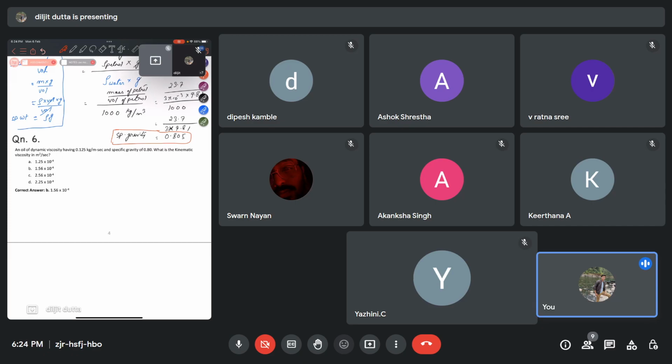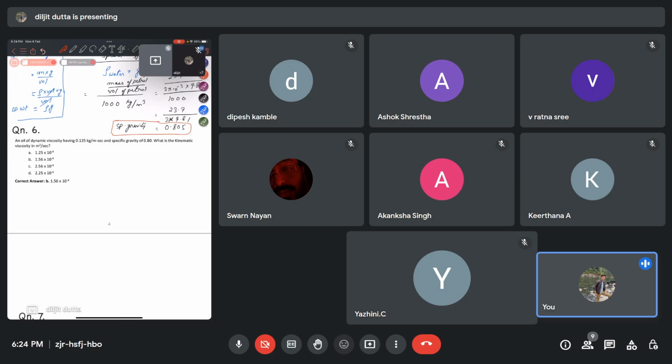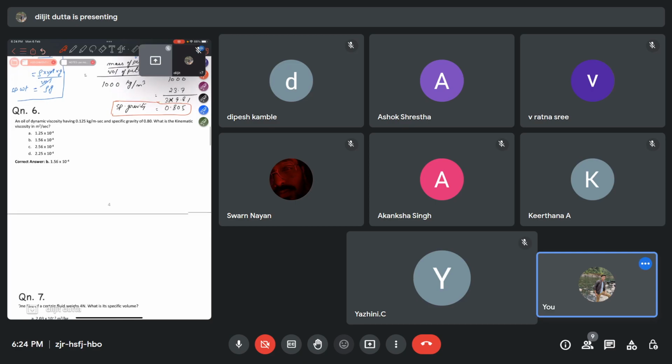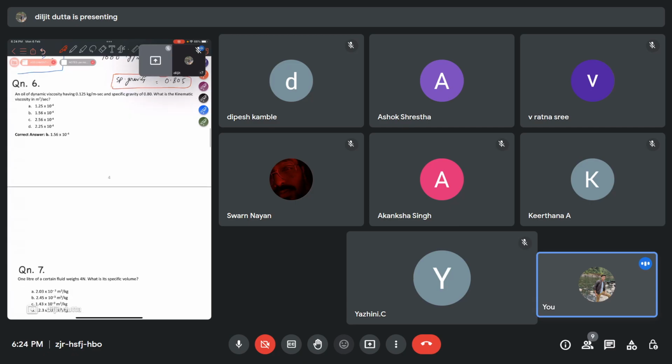Okay, so now moving on to the next question. The oil has dynamic viscosity of 0.125 kg per meter second and specific gravity of 0.80. What is the kinematic viscosity in meter square per second? So first let us note down what is given to us. Dynamic viscosity, that means mu, is given, that is 0.125 kg per meter second. And what else is given? The second thing that is given is specific gravity.